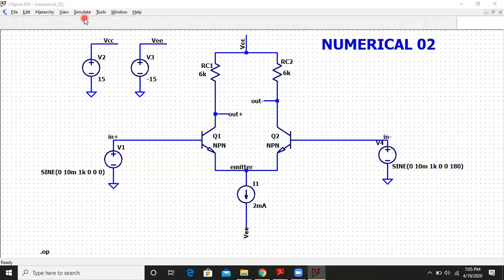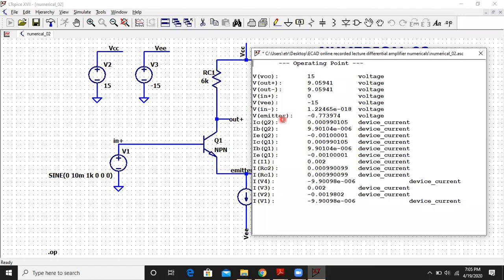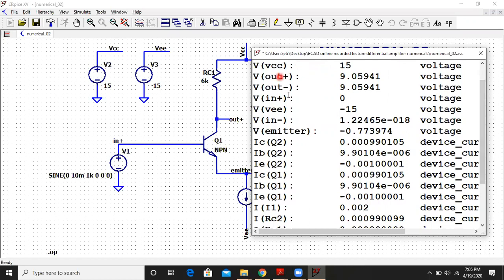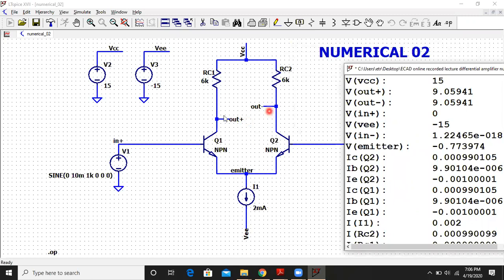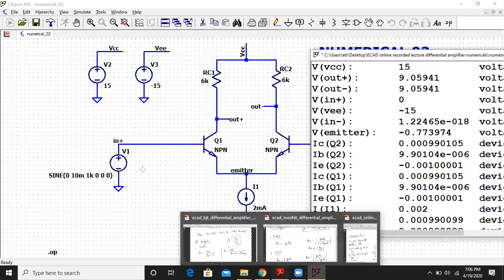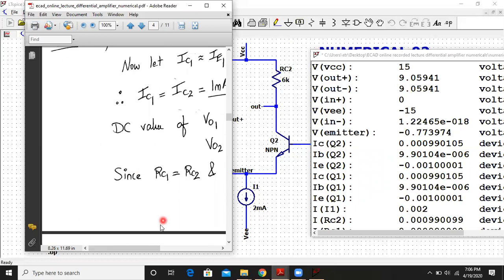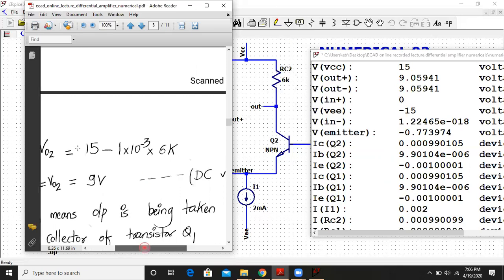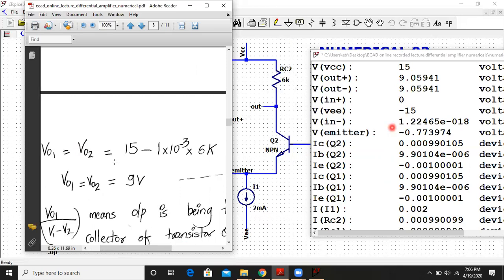Yeah, so it is showing us the DC conditions over here. Let us cross check these answers from our result. Here VC1 and VC2 are what we have labeled out plus and out minus. So basically VC1 is out plus and VC2 is out minus. They are coming out to be 9.05, both of them. Let us check with our numerical how much it is coming. As per our numerical, the DC values of VO1 and VO2 are around 9, and we are getting 9.05, which is quite close.